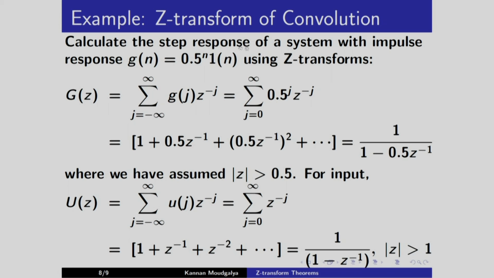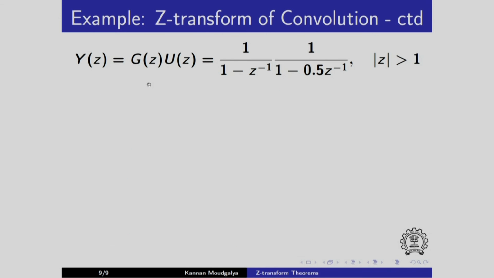Let us recall how we find the step response. Step response of this system means step is given as the input, then we have to convolve this with g of n to get the output. So in other words, output y of n is equal to g of n convolved with u of n. In terms of z transform, we just have to multiply g of z and u of z. This is because of the convolution property that we saw in the previous slide. So we multiply the z transform of g with that of u.